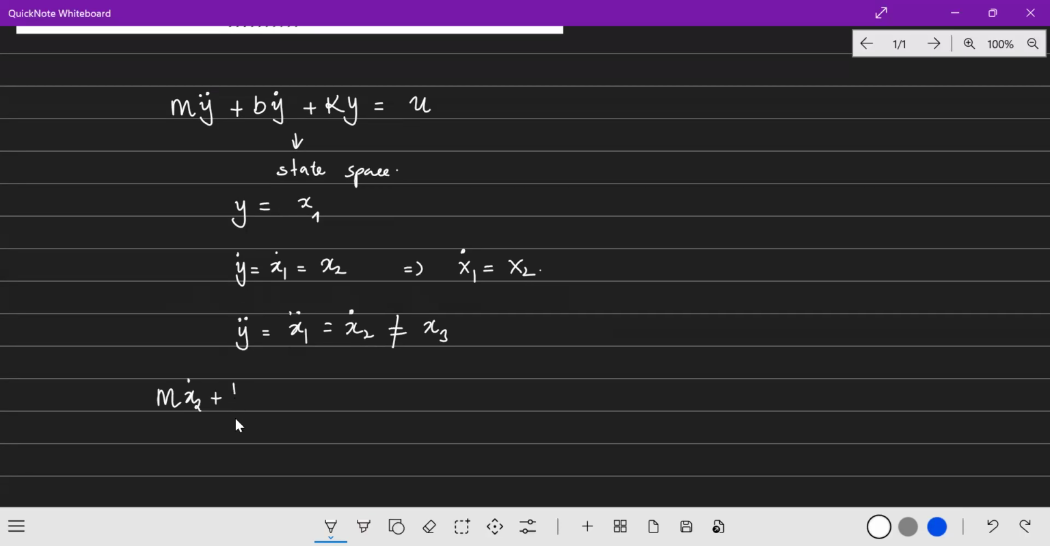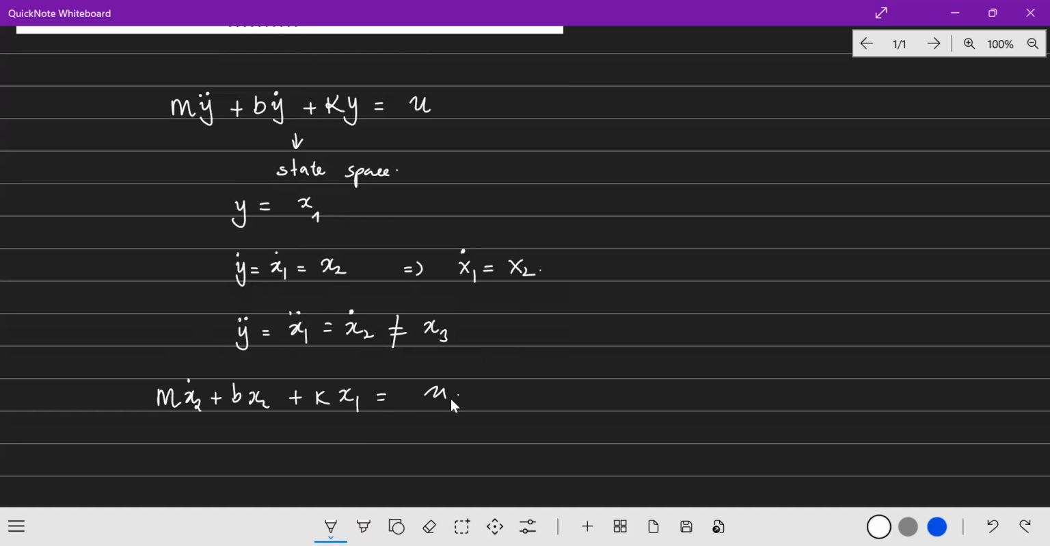Plus b times y prime, which is simply equal to x2. Remember, we're trying to turn this into a first order system, right? So once I have x2 prime there, I don't expect to have other primes here, okay? So this will be x2, okay? Plus k times y, and y is simply equal to x1. And this is equal to u.